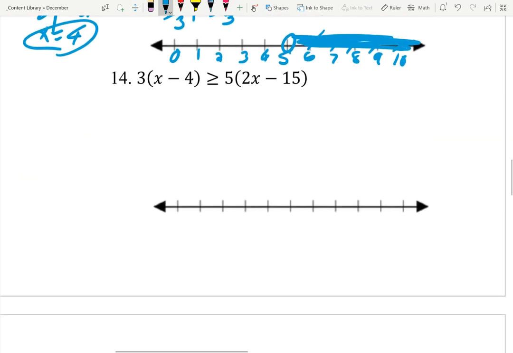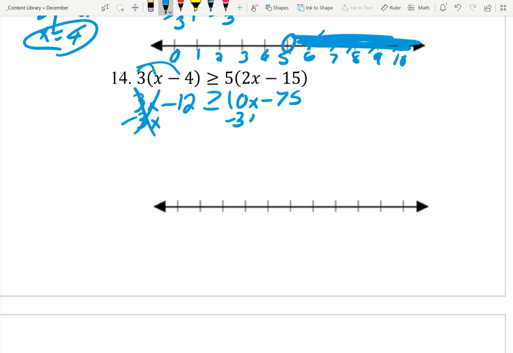Number 14, a lot of distributing here, so be very careful with your results. We end up with 3x minus 12 greater than or equal to 10x. Oh, this one's a tough one. Negative 75. So minus 75. We'll combine the x terms. Again, I like to move the smaller of the x terms, so I'll move the 3x. So I'll subtract 3x. This leaves me negative 12 greater than or equal to 7x minus 75.